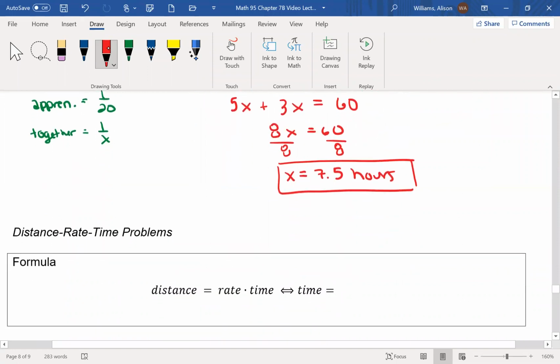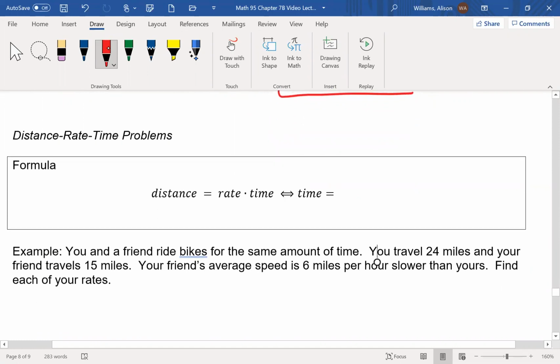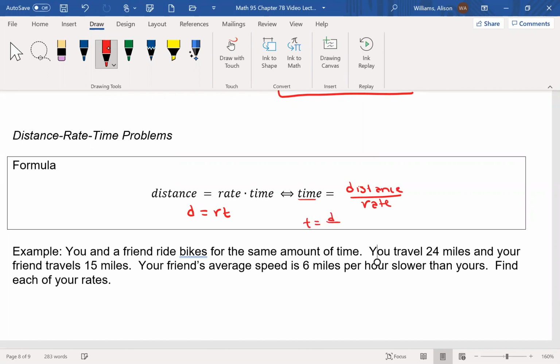The next type is these distance, rate, and time problems. Similar in the sense that we're still talking about rates, but we're also including the idea of distance and time. So we have a formula for distance equals rate times time, and often we abbreviate it using D equals RT. But I'm going to rewrite this formula so that it's just in terms of time. Time is calculated by taking the distance and dividing it by the rate. So that's what we're going to use for our problems. This is going to be the formula that we're going to look at.